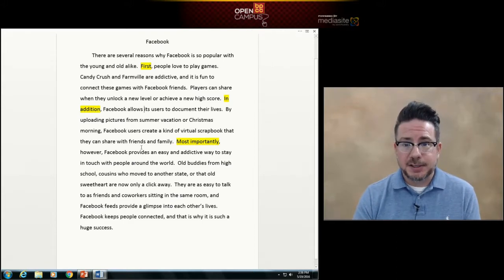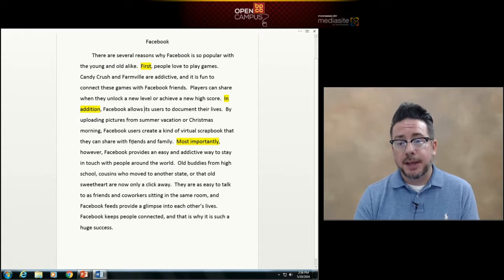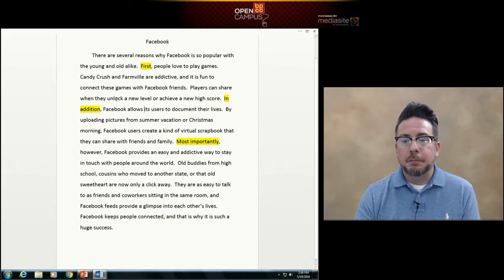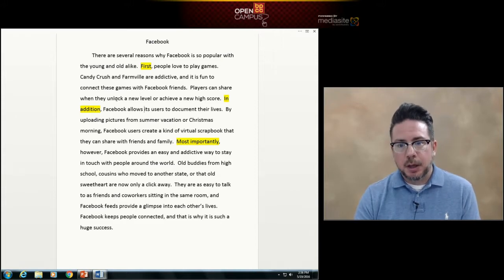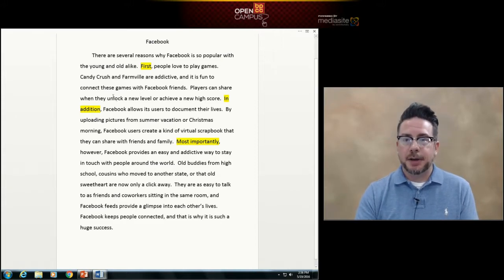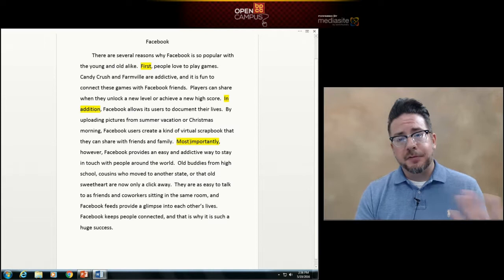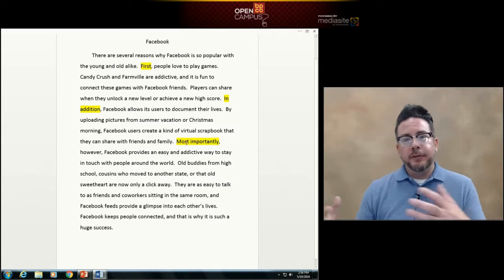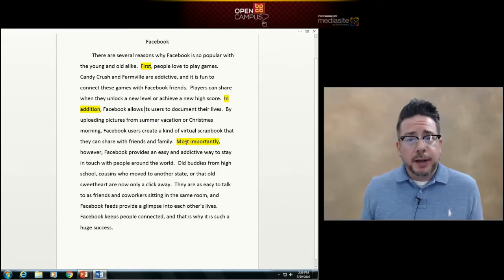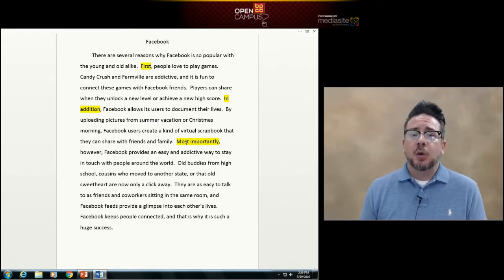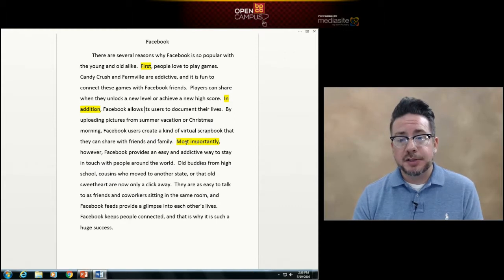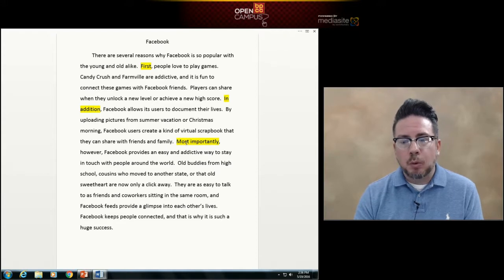I've got that first transitional phrase highlighted for you. First, people love to play games. Then in addition, Facebook allows us to document our lives. And then most importantly, Facebook provides a way of staying in touch with people. So I've got 3 supporting points in this paragraph. And you can see the difference in the order of organization. Whereas before we were narrating something and moving forward through time, here we're not telling a story, we're not describing a process, we're giving reasons. And so we're using transitions like first, in addition, and this one, most importantly.